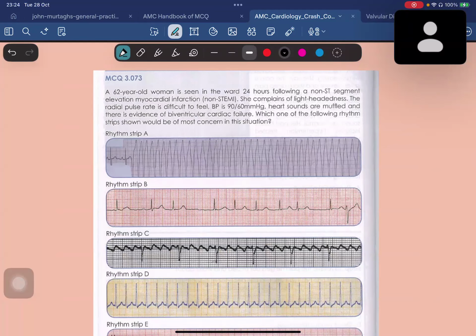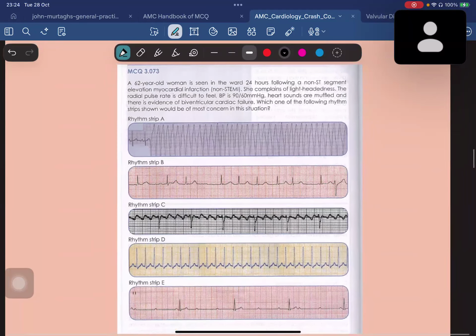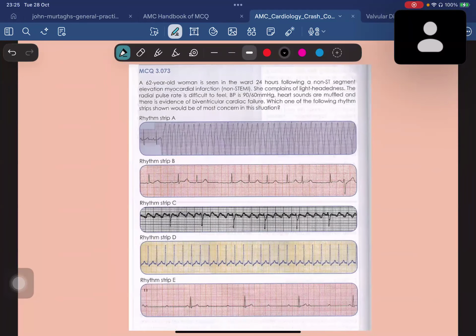A 62-year-old woman is seen in the ward 24 hours following a non-ST segment elevation myocardial infarction. She complains of lightheadedness. The radial pulse rate is difficult to feel, and the blood pressure is very low. Heart sounds are muffled, and there is evidence of biventricular cardiac failure. Which one of the following rhythm strips shown would be of most concern in this situation?